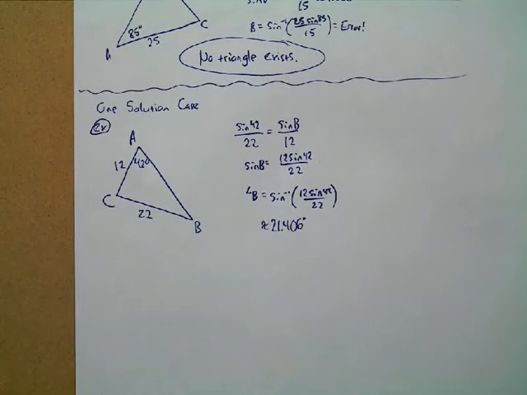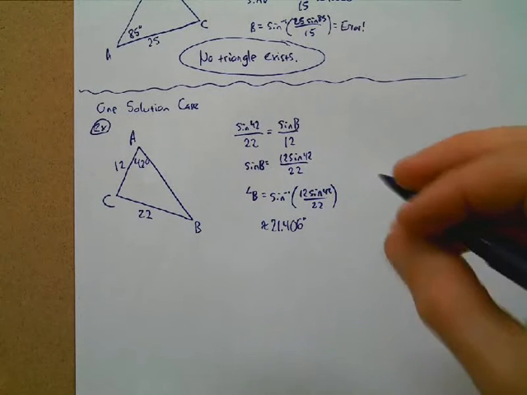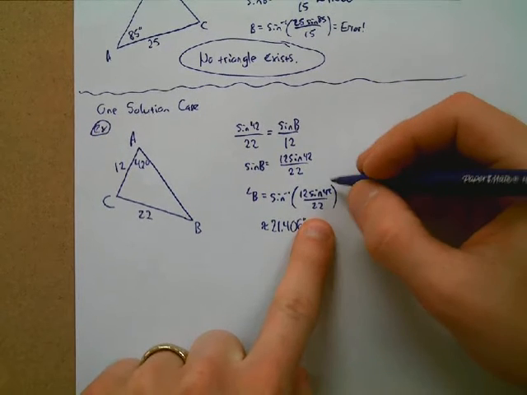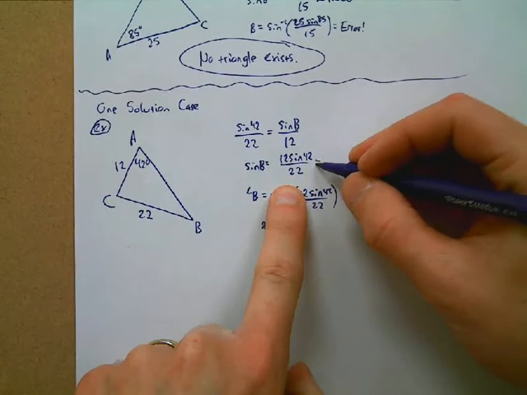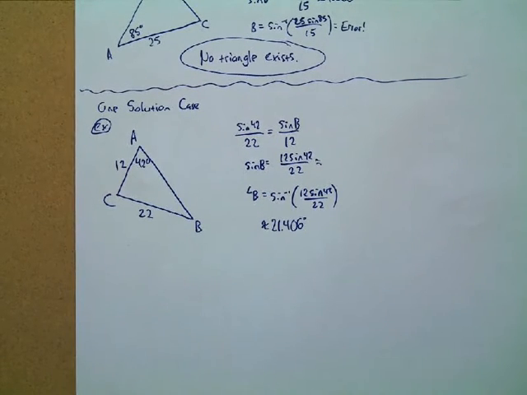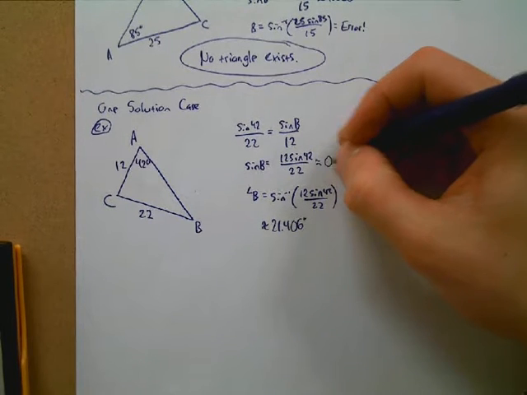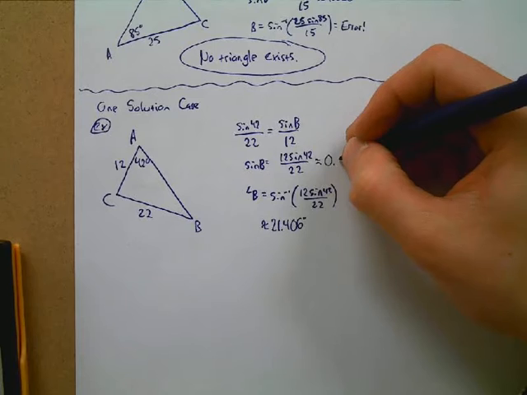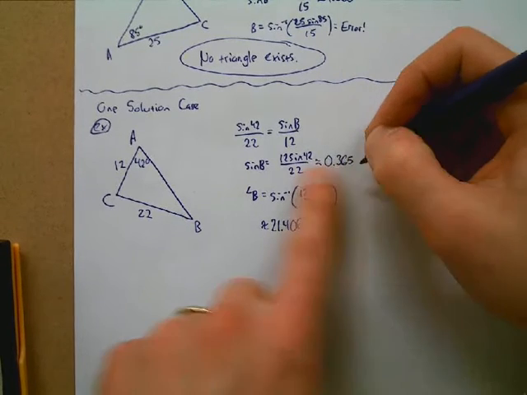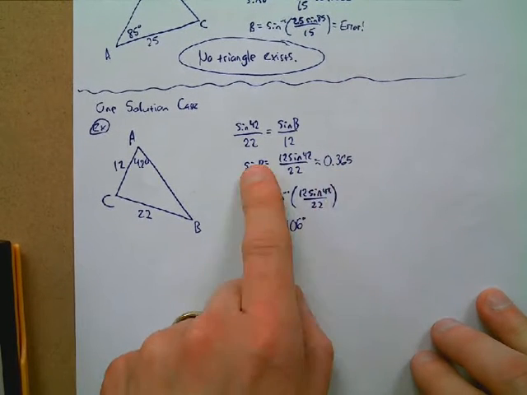And again, the idea here is that 12 sine of 42 over 22, in this case, works. We're able to do it, unlike the previous one. If we look at the decimal here, it is approximately 0.365. Sine of B is approximately 0.365, which does fall between -1 and 1, so there needs to be an angle, 21.406.